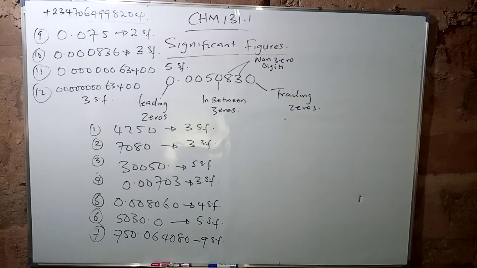So this is all you need to know about significant figures: the rules about the trailing zeros, the rules about the leading zeros, the non-zero digits, and the in-between zeros. That is all you need to know about this video.